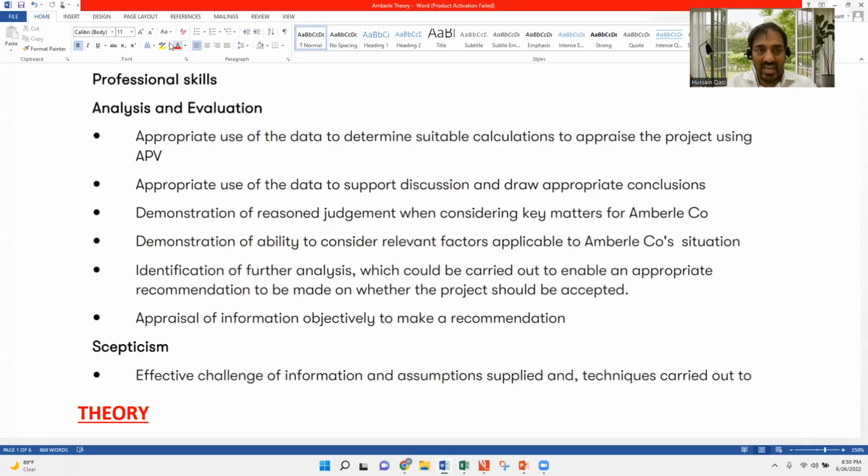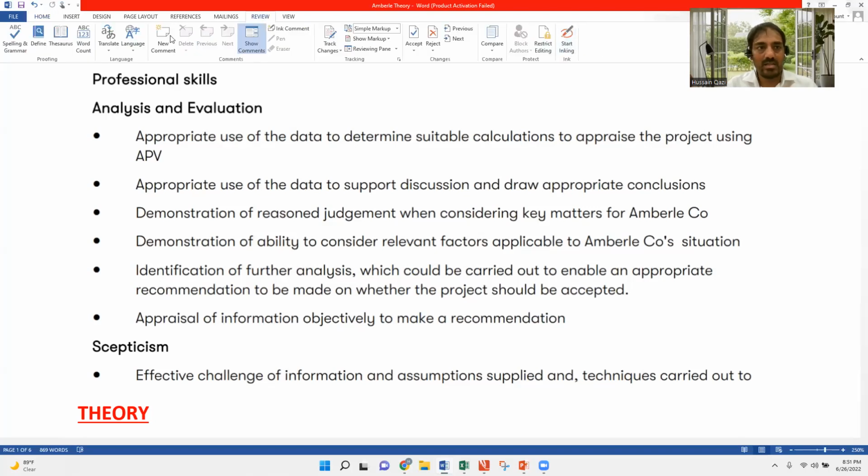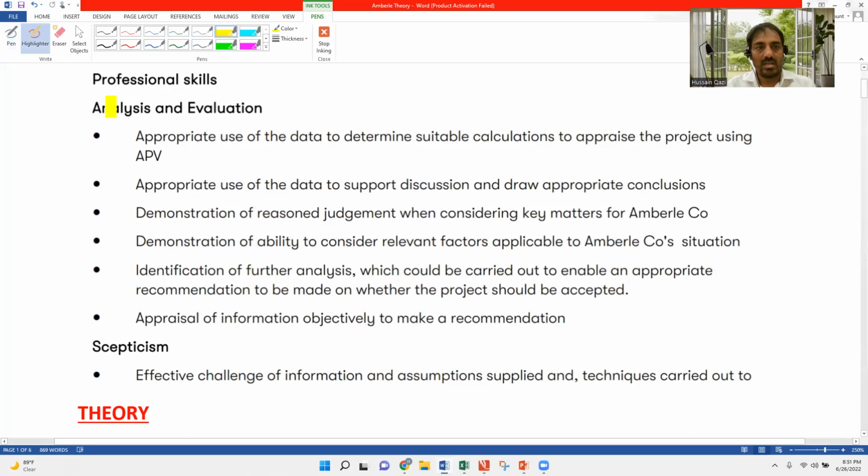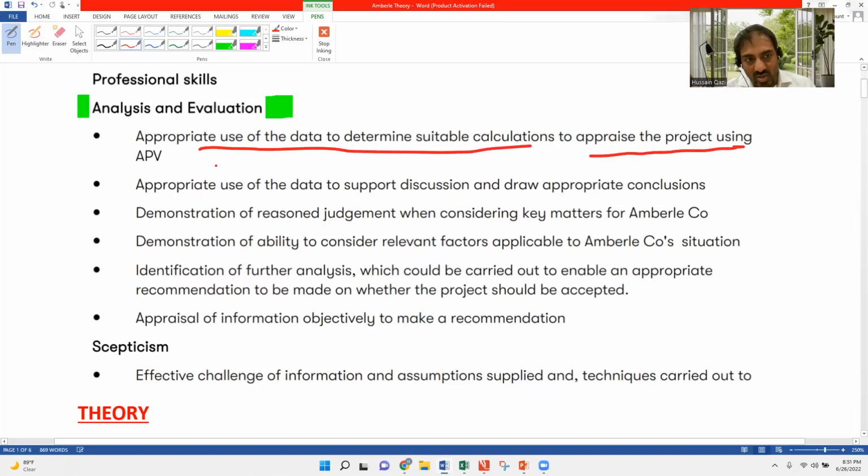For example, if the examiner is expecting the professional marks here, say analysis and evaluation, what is actually analysis and evaluation about? Number 1, appropriate use of data to determine suitable calculation to appraise the project using APV.